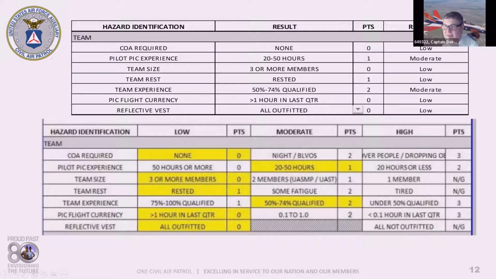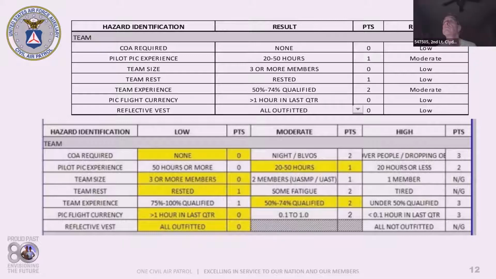Our pilot experience, so how many hours of flight time do we have? If we have 50 hours or more, it's a 0. 20 to 50 hours is 1. 20 hours or less is 2. And of course, these are low, moderate, high, and our risk level is automatically going to populate here. What is our team size? So in this case, our team is 3 or more members. So we put that in, gives us 0 points. 2 members, 1 member, no go. We don't get a 0 or a 3. We get no go.